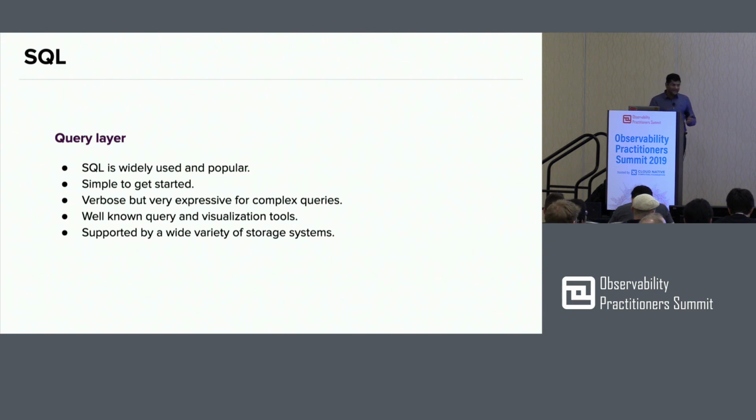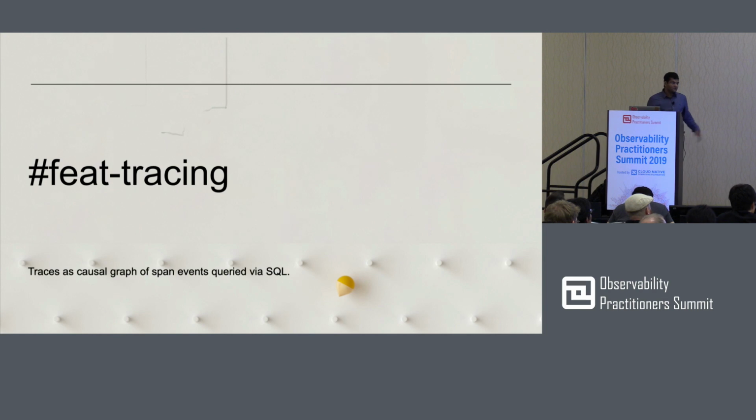We picked SQL as the query layer for this data because SQL is widely used and popular. It is simple to get started with this data. The other advantage is SQL is verbose, but very expressive, and we can do all sorts of complex joins on this data. And the more important reason we chose SQL is it's supported by a wide variety of storage backends available out there. So we took all of these ideas and put them in a project that is internally called feed tracing. The goal of this project was to represent our traces as causal span events that can be queried over SQL.